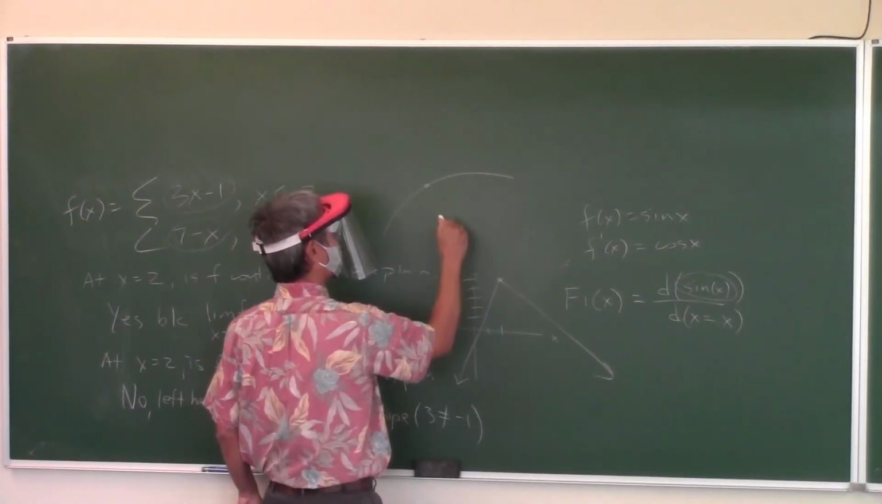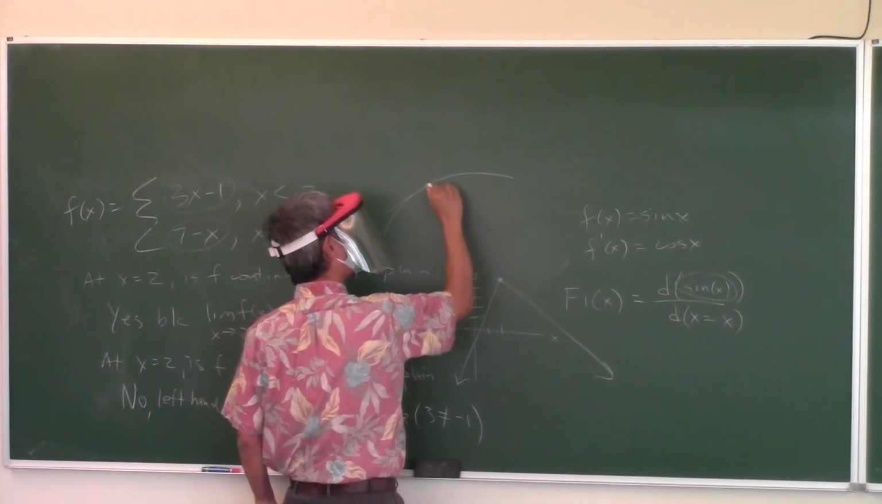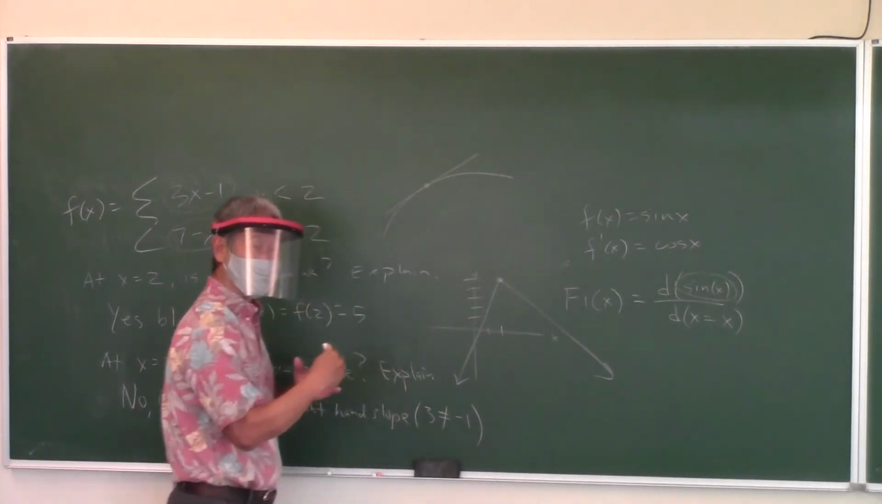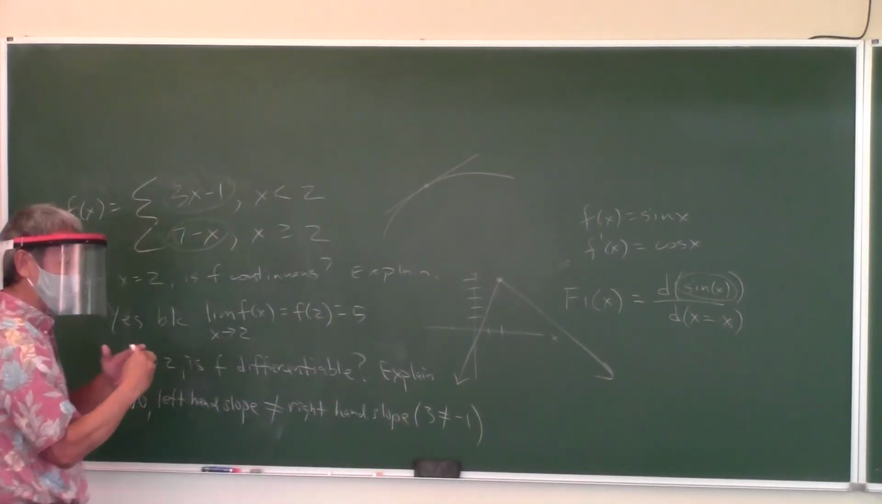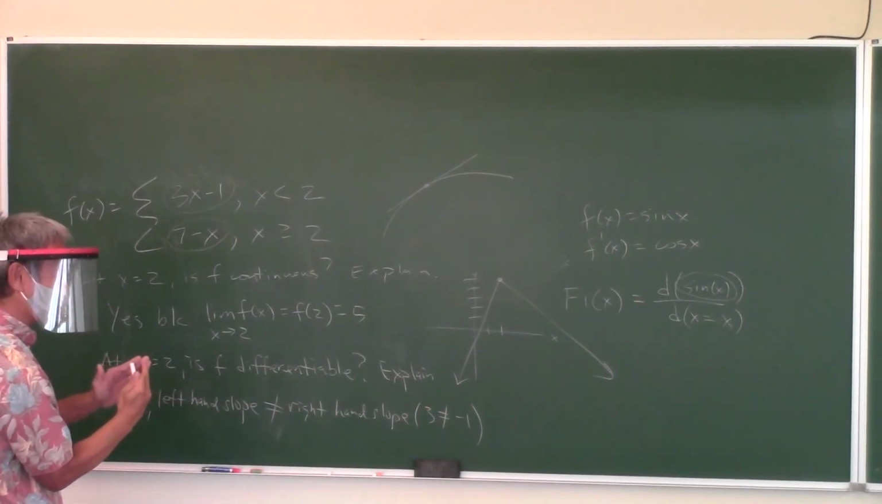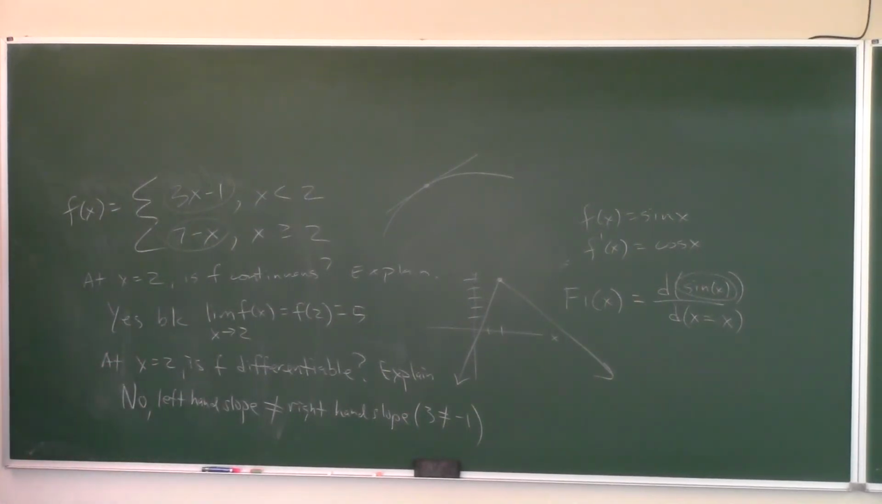If a graph is gonna be smooth, the left-hand slope and the right-hand slope have to be the same. If they are not the same, that means there's gonna be a sharp point there. So you just gotta learn, this is exactly what you gotta say.